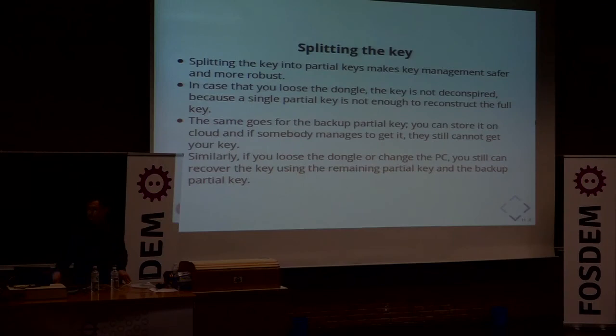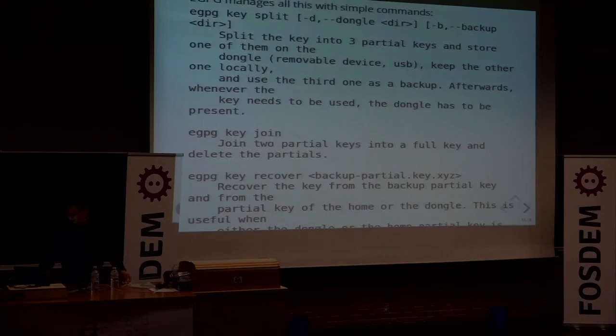Splitting the key into partial keys makes key management safer and more robust. In case you lose the dongle, the key is not compromised because a single partial key is not enough to reconstruct the full key. The same goes for the backup partial key. You can store it on the cloud, for example, and if somebody manages to get it, they still cannot get your key. Similarly, if you lose the dongle or change the PC, you can still recover the key using the remaining partial key and the backup partial. And this can be done with these commands: eGPG key split, eGPG key join, and eGPG key recover.